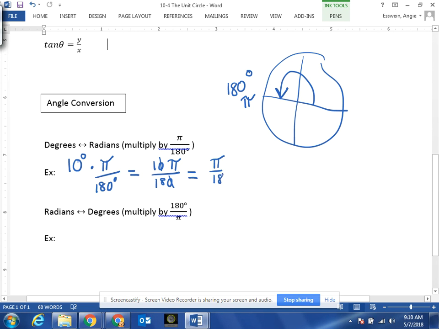So even though it's not one of the special angles, pi over 18 radians is equivalent to 10 degrees. If you rotate 10 degrees, it would be pi over 18.